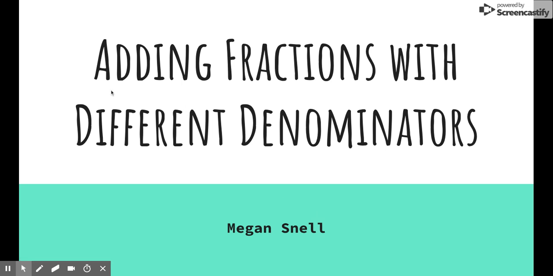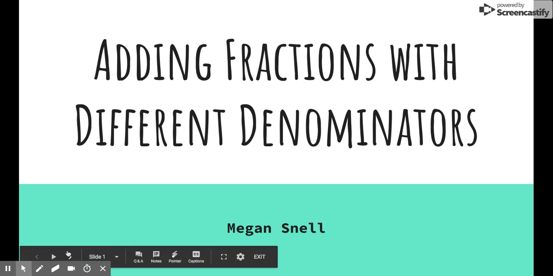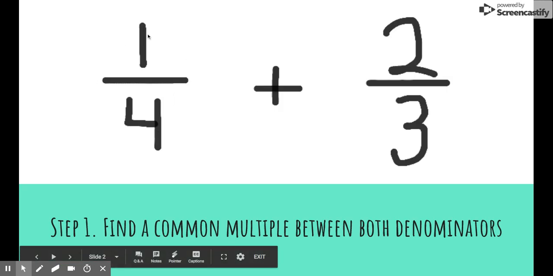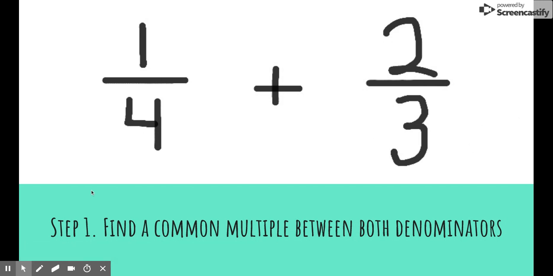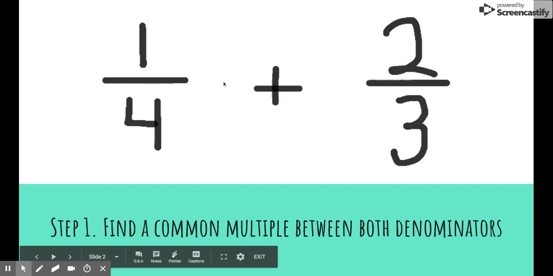Today, we are going to be learning about adding fractions that have different denominators. If we remember, the denominator is the bottom part of the fraction. So we are going to be working with the fractions 1/4 and 2/3. And we are trying to add these two together, but we can't add them right away because one of them has 4 in the denominator and the other has 3 in the denominator.